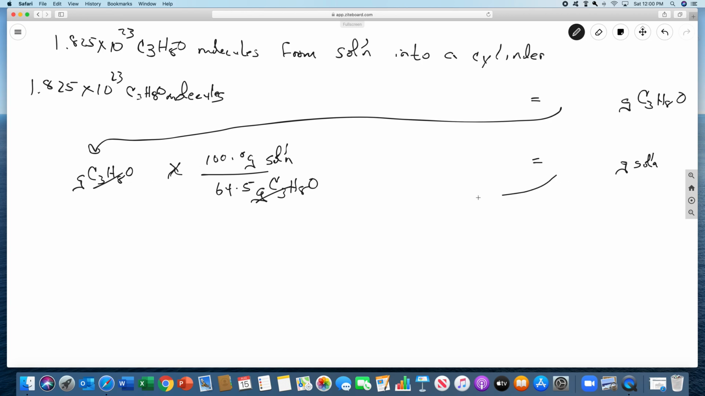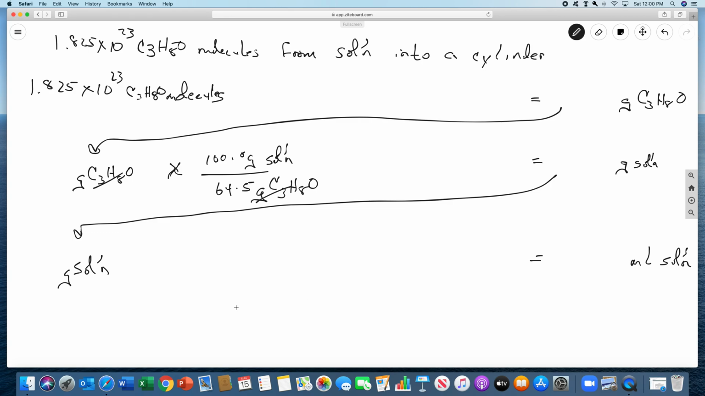Okay, then, whatever this number is, you're going to take the grams of the solution, and then from here, you're going to calculate the milliliters of the solution, and you can use the density that you got from that earlier part. Then, the idea is you pour this in a cylinder, and then you weigh it and calculate the percent.